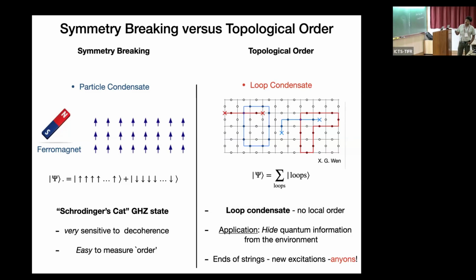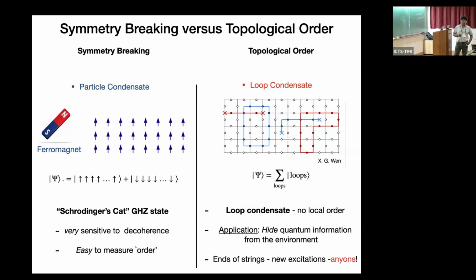Okay, now, in contrast, this topological order that we'll be interested in, if you want a simple physical picture, at least in some instances, you can think of as a loop condensate. There is some microscopic degree of freedom giving you loops. You can think of these loops as electric field lines or magnetic field lines. And the ground state is sort of a uniform quantum superposition of all of these loops, but there is no local order parameter that allows you to tell that you're in this phase.